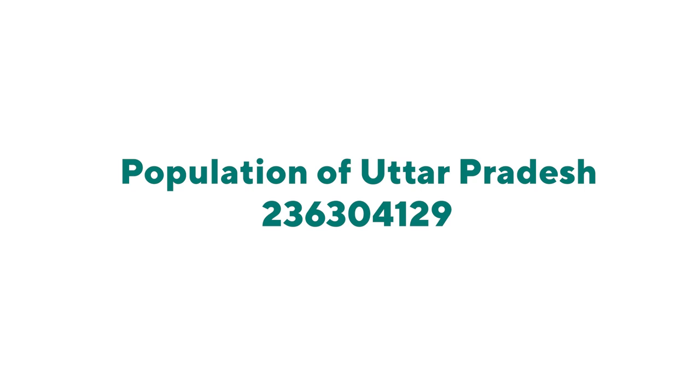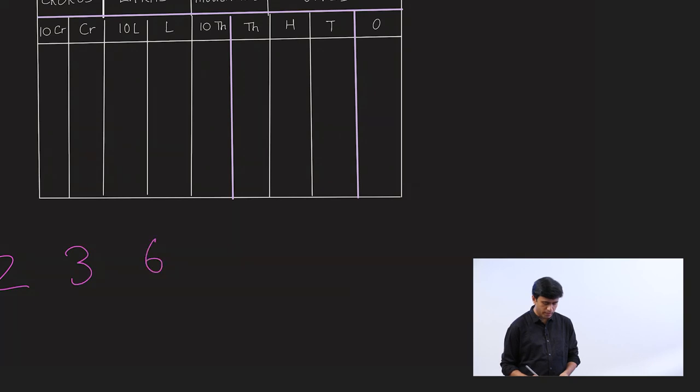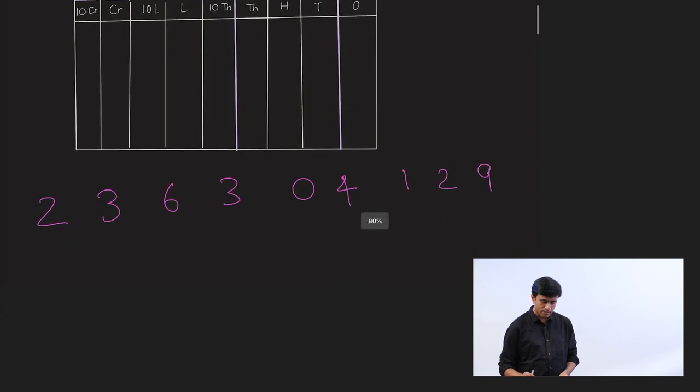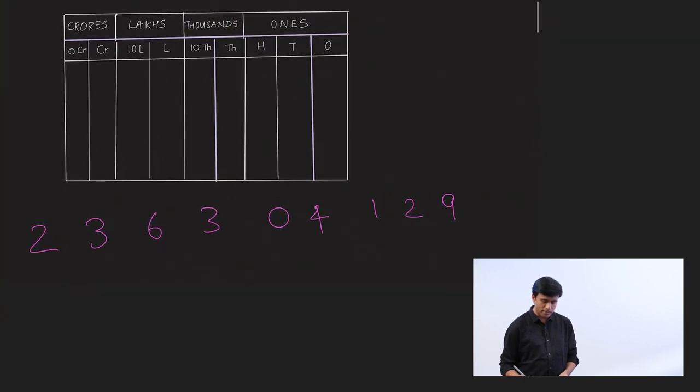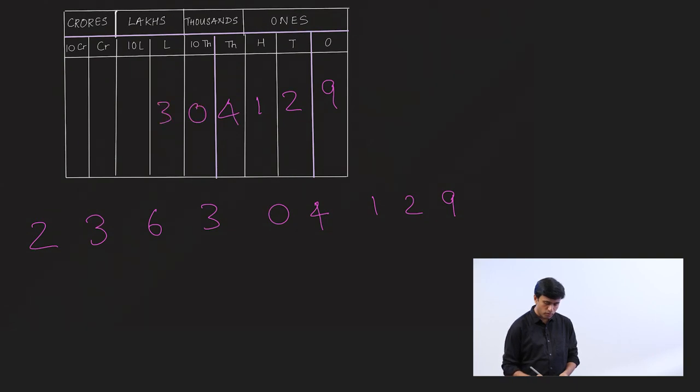Now that you've seen the place value charts in both the systems, let's try to read that big number, the population of Uttar Pradesh. First, we are going to read the number using the Indian system. Let's write the number. It is 236304129. The first thing to do is to place all the digits in its place value house. So 9 goes here, 2 goes here, 1, 4, 0, 3, 6, 3, 2.